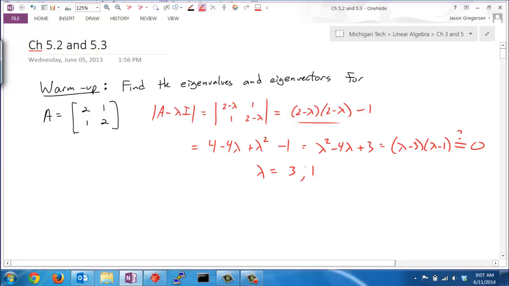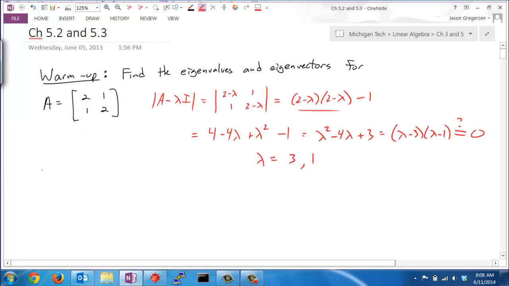All right, any questions about the eigenvalues? I found the eigenvalues. For the eigenvalues, now we have to find the eigenvectors. So I'll start with lambda equals 1. So when lambda equals 1, I have to plug this back into my homogeneous system here, and I'm plugging in lambda equals 1.